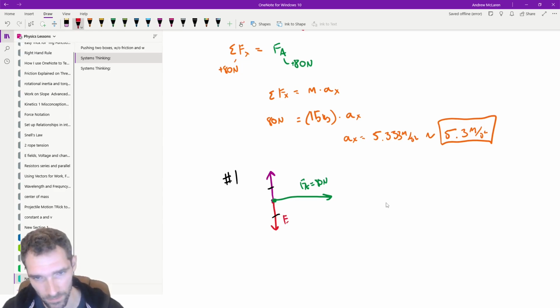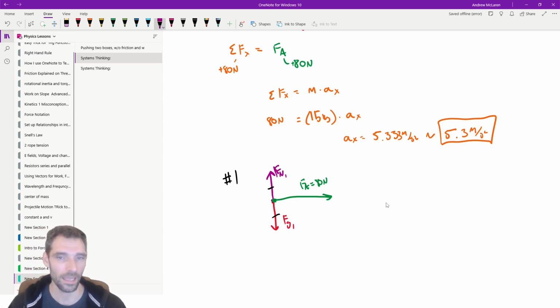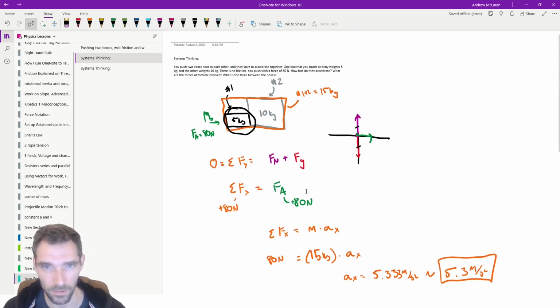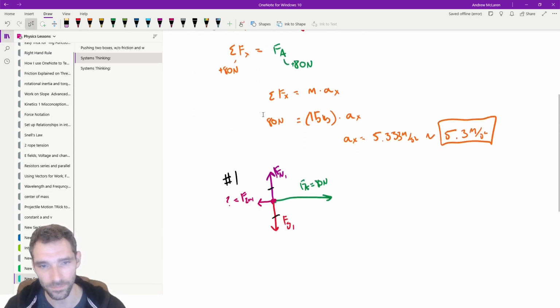So this is force of gravity on 1, force normal on 1. And then we have this other force now that's being applied. It's in between these two. So I'm going to call this the force of 2 on 1. It is some mystery number, but we're trying to solve for that. We're trying to figure out what that force is between these two objects.